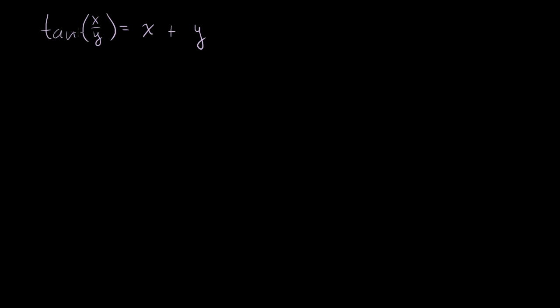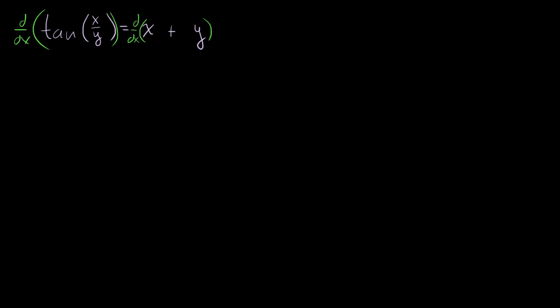So to implicitly differentiate this, we just apply the derivative with respect to x operator to both sides of the equation. The derivative of the left side with respect to x is the same as the derivative of the right side with respect to x. And the right side is going to be very straightforward, but the left side is a little bit tricky. So let's do that on the side over here.